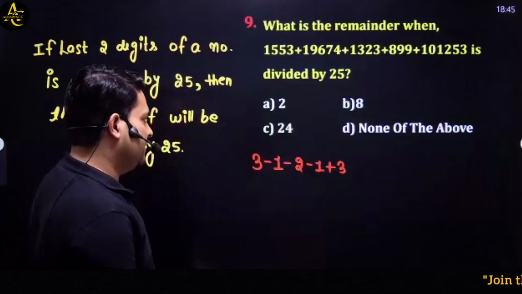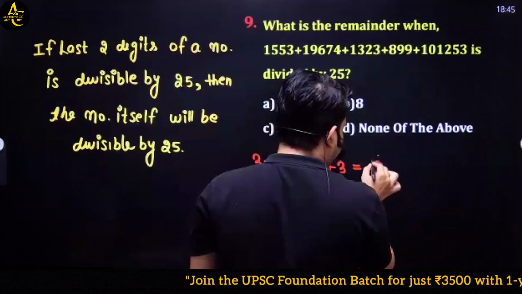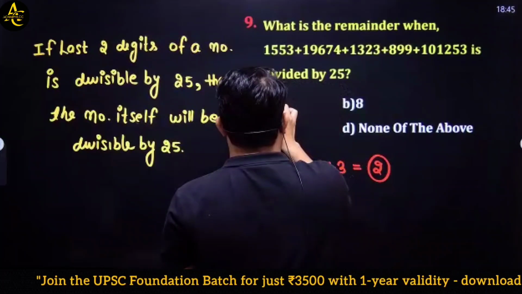2, it will become 0, and 3 minus 1 is equal to 2. If I simplify it, then I have 2. So 2 is the correct answer.